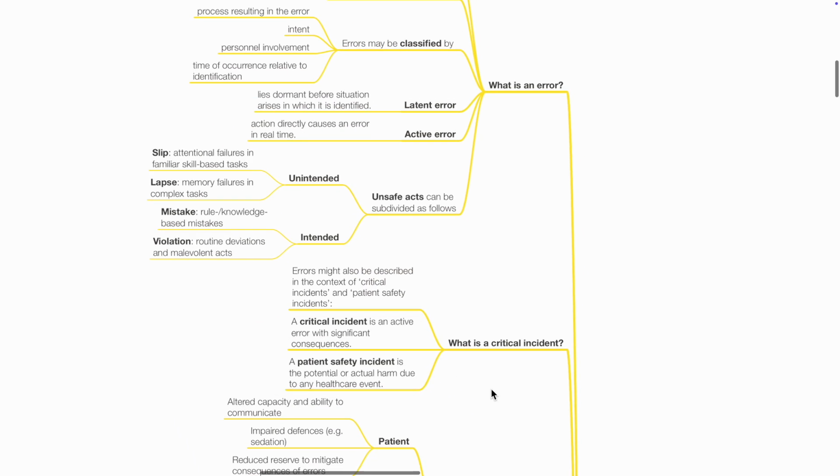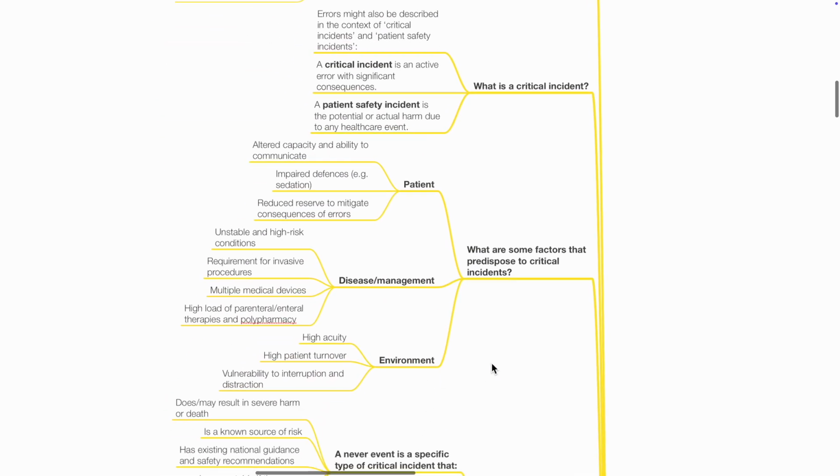What is a critical incident? A critical incident is an active error with significant consequences. A patient safety incident is the potential or actual harm due to any healthcare event. What are some factors that predispose to critical incidents? This includes patient, disease or management, and environmental factors.